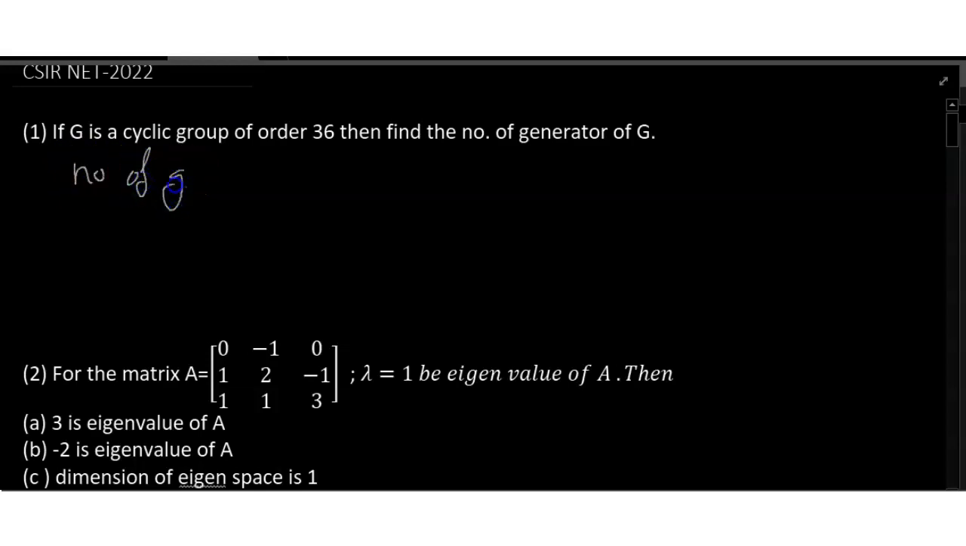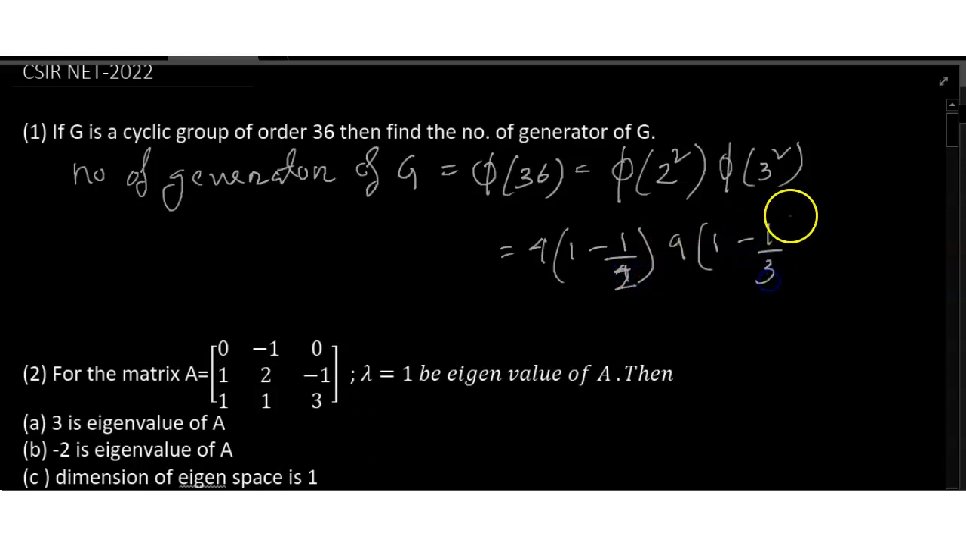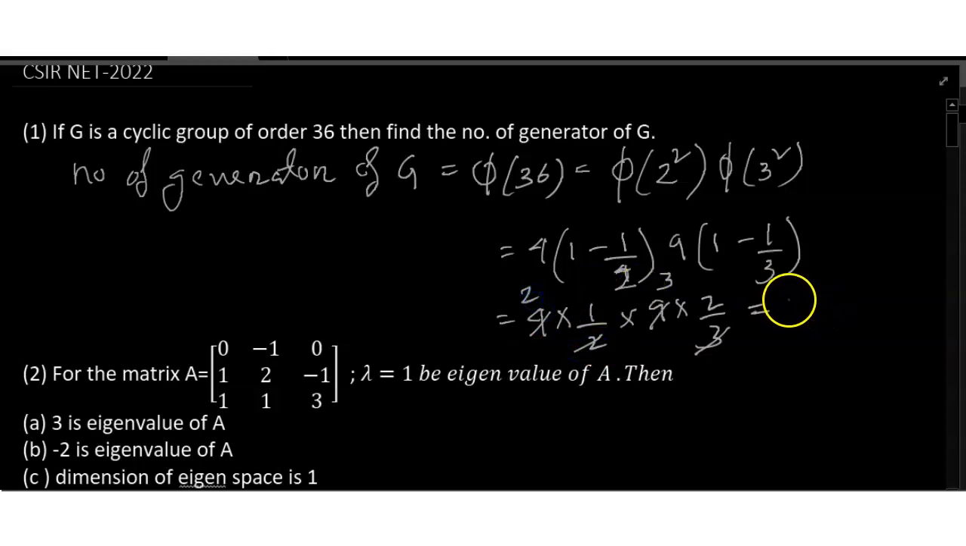Number of generators of G equals phi of 36, which is phi of 4 into phi of 3 squared, that is 4 into (1 minus 1 by 2) into 9 into (1 minus 1 by 3). Sorry, this is 1 by 2 and 1 by 3. So it equals 4 into 1 by 2 into 9 into 2 by 3, so it is 2 into 6 equals 12.